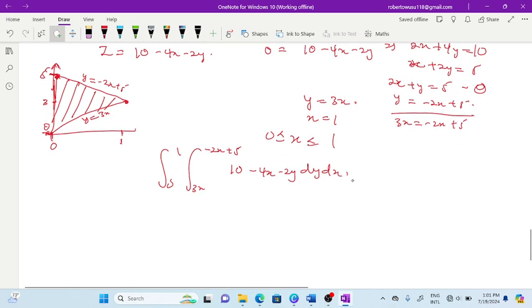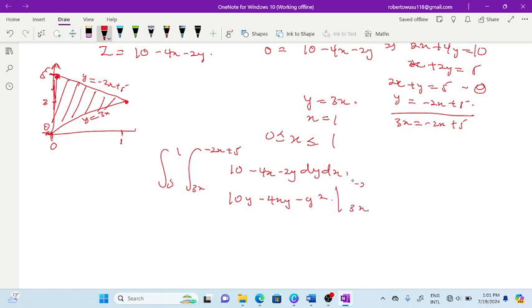If you want to solve this, it's direct integration. We want to integrate our y first, and that will give us 10y minus 4xy minus y squared, with limits of integration 3x to negative 2x plus 5. And we bring our dx here, then the integral from 0 to 1. That's all. At this point, after simplification with your limit points, you are supposed to get the integral from 0 to 1 of the expression 25x squared minus 50x plus 25 dx.